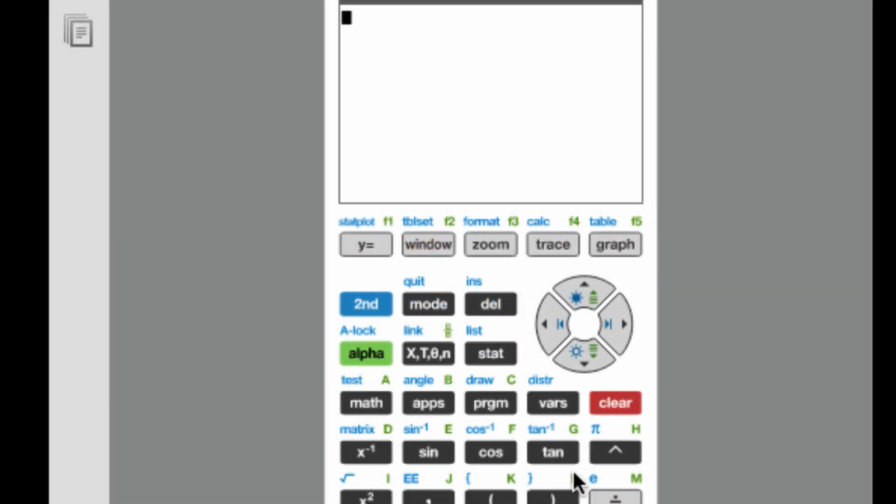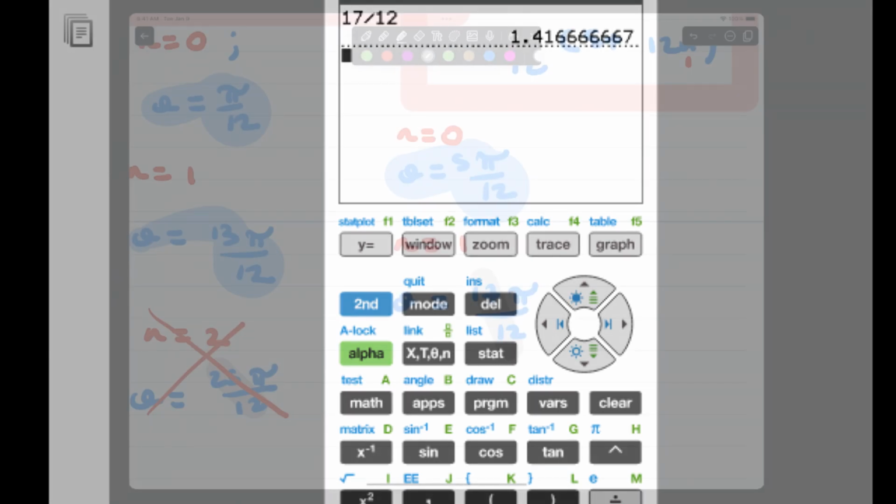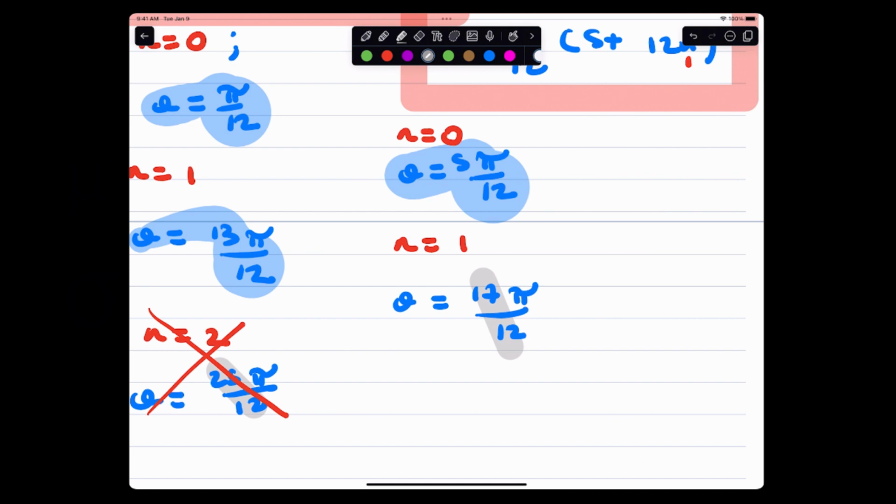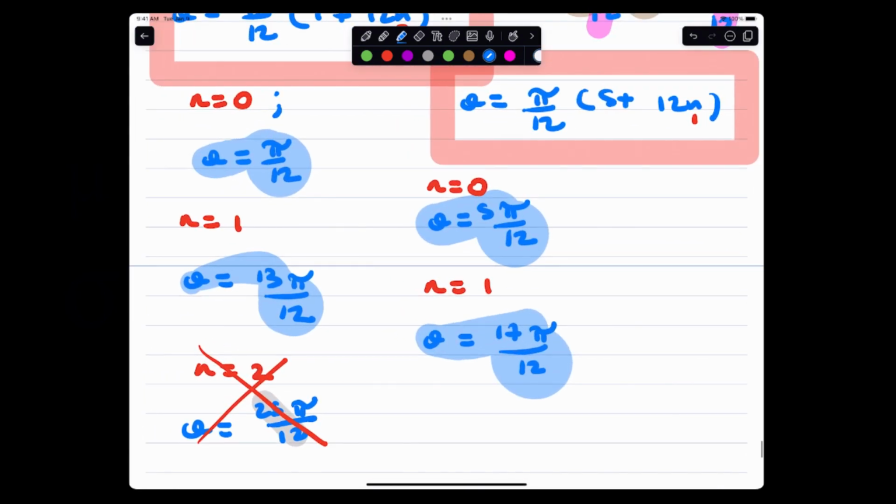You say, I don't know, I got to use my calculator. Okay. We're asking you, is 17/12, that ratio, smaller than 2? Sure is. It's 1.4. So, ladies and gentlemen, that means this is a solution in the restricted domain from 0 to 2 pi. Okay, easy peasy lemon squeezy.